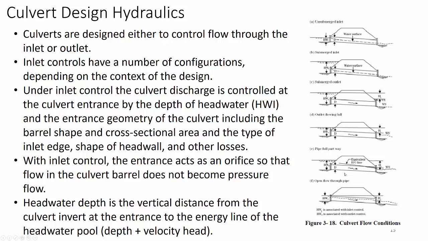So a number of different types of structures, and the energy gradient, really about pressure, is the big difference, whether you have pressure in the pipe as an energy variable or not. It also affects the resistance to flow based upon Manning's n and how much of the wetted perimeter has to be considered. Culverts are designed to control flow through either inlets or outlets. So your control point is the inlet or the outlet.